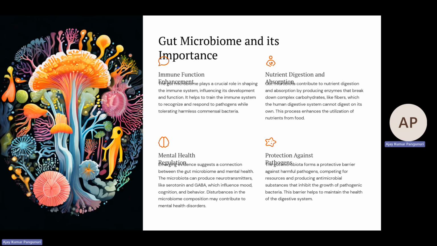Protection against pathogens. The microbiota forms a protective barrier against harmful pathogens, competing for resources and producing antimicrobial substances that inhibit the growth of pathogenic bacteria. This barrier helps to maintain the health of the digestive system.